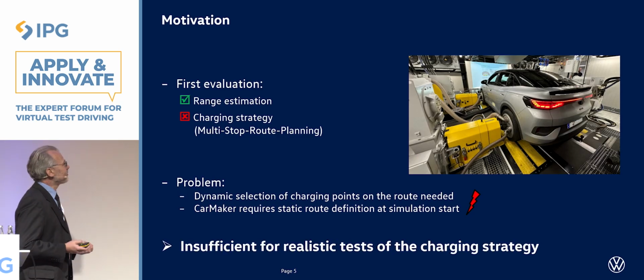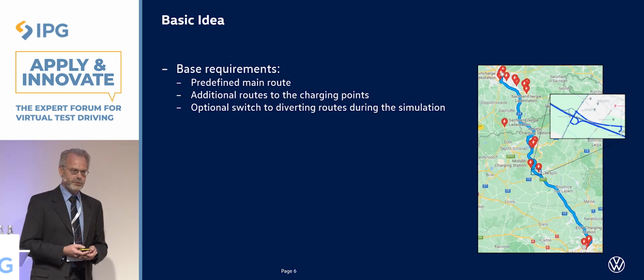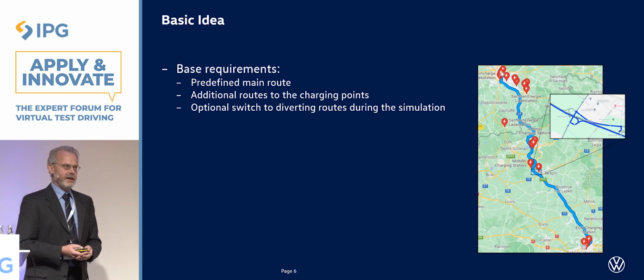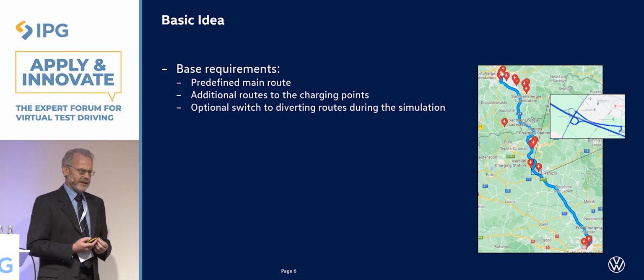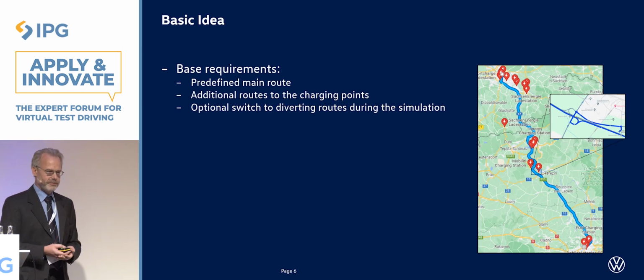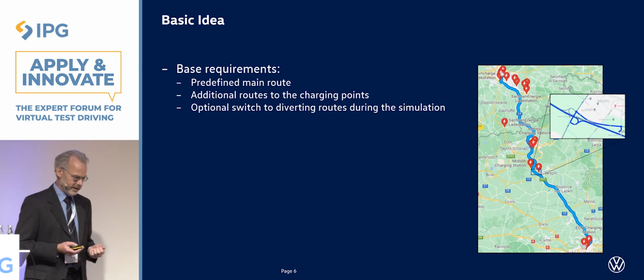Therefore, we were looking for a different solution. And thus we took a step back and tried to define what is really necessary to test this kind of function. So, of course, you have to define a main route that you want to test. Okay, that's fine. We have this already.